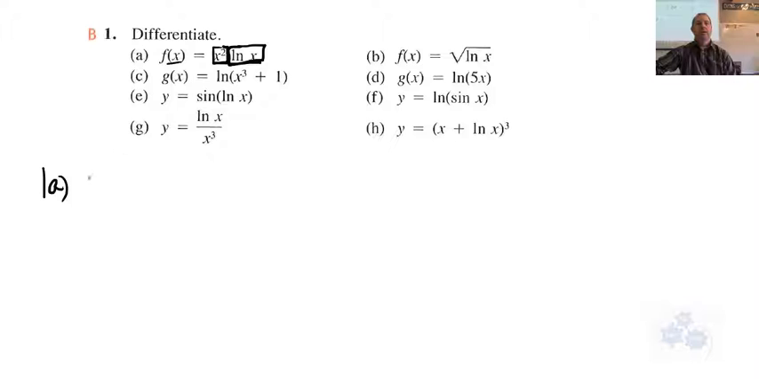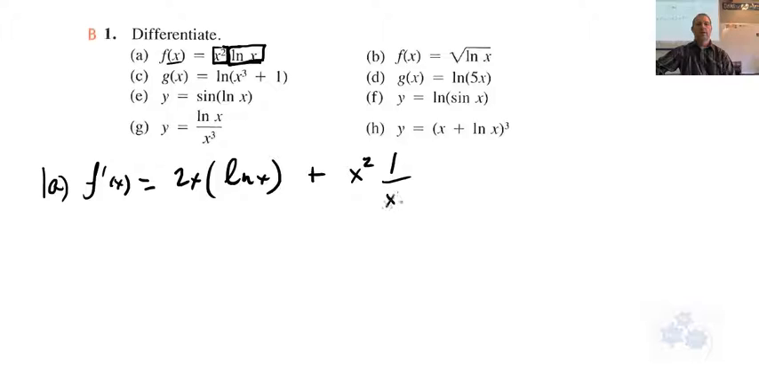So the product rule is the derivative of the first, which is 2x, times the second, plus the first times the derivative of the second. The derivative of the second here, we just learned, is 1 over x. So simplified here, this is going to go with this. All right, so it's 2x ln x plus x.